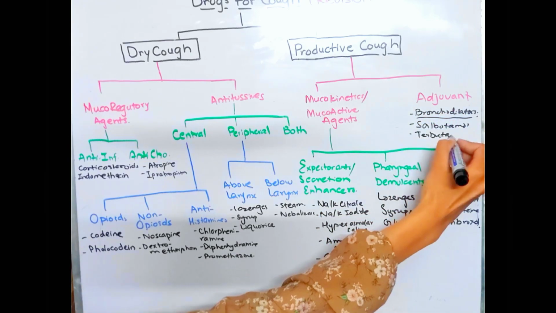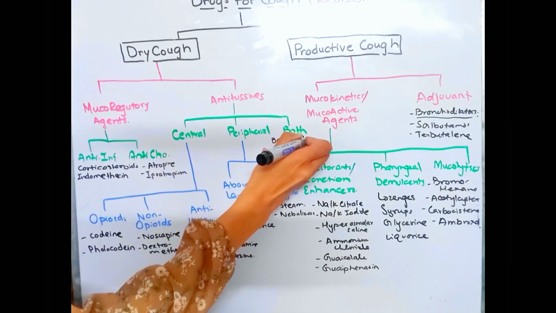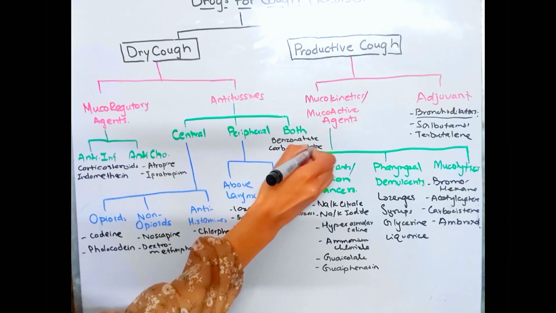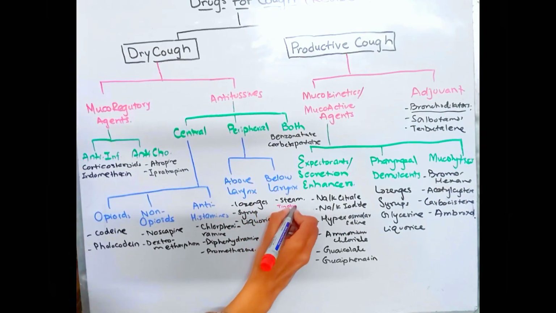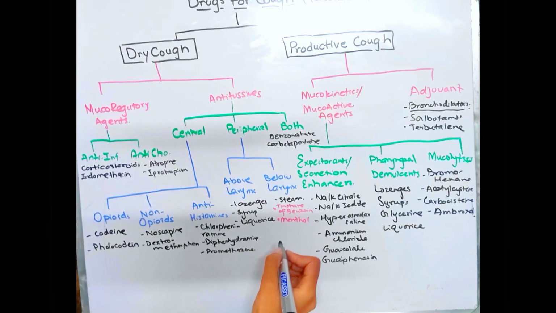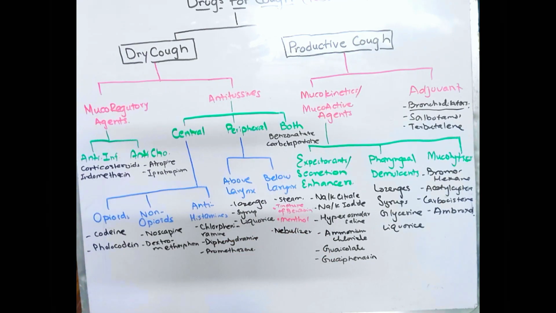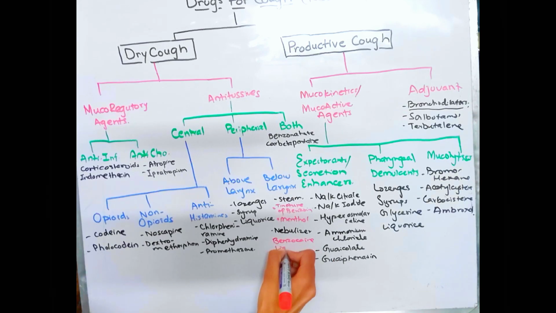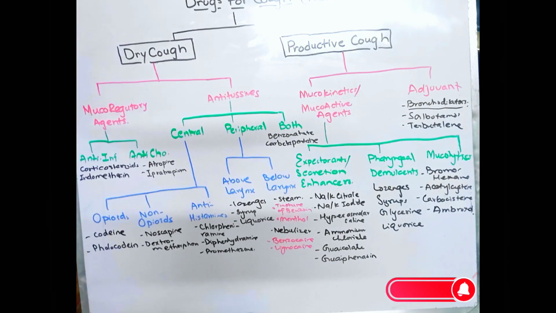Then in adjuvant we have the bronchodilators. Then we have benzonatate and carbetapentane in the antitussives. Then tincture of benzoin or menthol in the steam. Then in nebulizers, we have benzocaine and lignocaine. I have added this image to aid you.